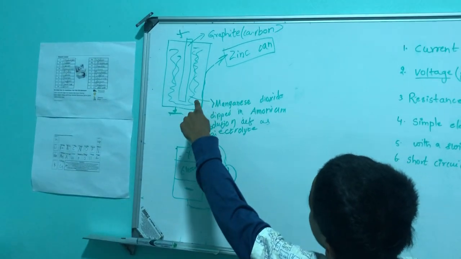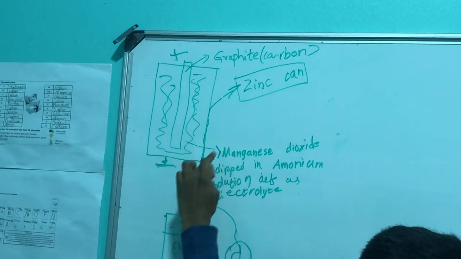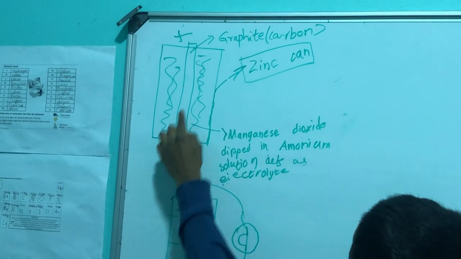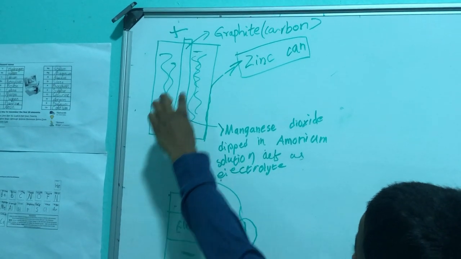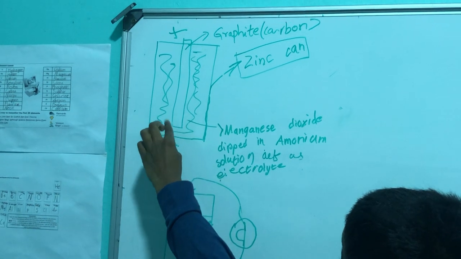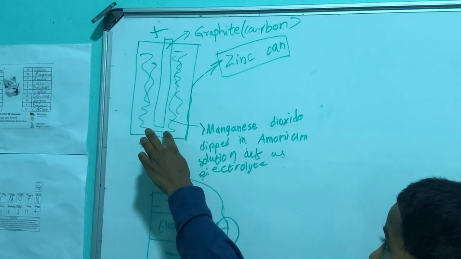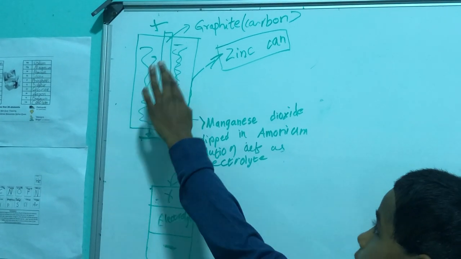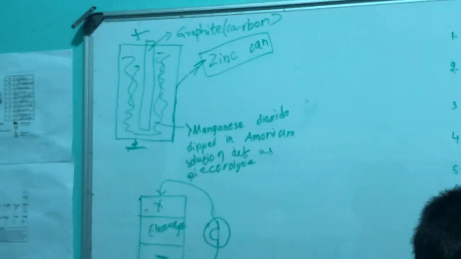This is a zinc can, and the zinc can is acting like the negative. And now the graphite carbon is acting like the positive. And if you see, the graphite doesn't reach the bottom. It's only up because it stands for positive. It doesn't touch the negative.